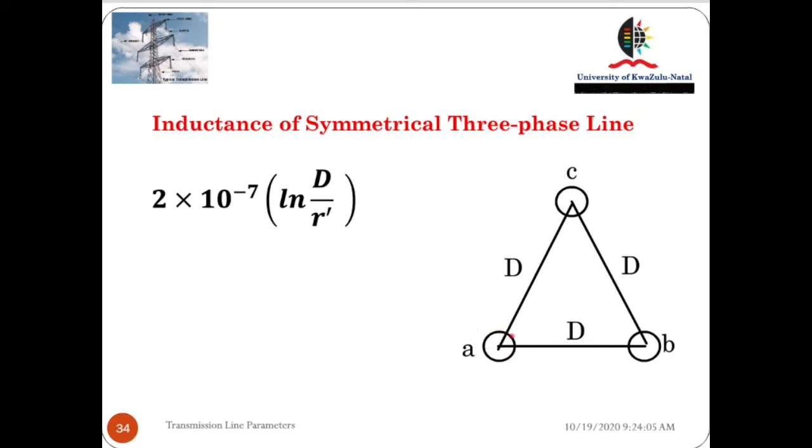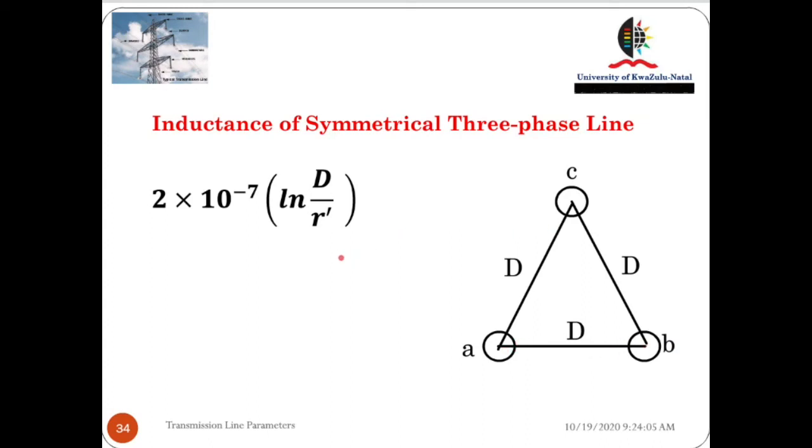2 times 10 to the power minus 7 log D by R prime. Then we take the second conductor between A and B and between A and C. We consider all the distances, meaning the current flowing through it is IA, the current flowing through is IB, current flowing through it is IC, right? And the distances of its own, if the radius is smaller, the self distance will be R prime, which is 0.7788 times smaller, and the distance between them is always capital D.